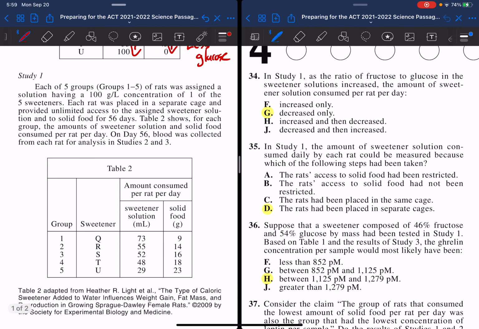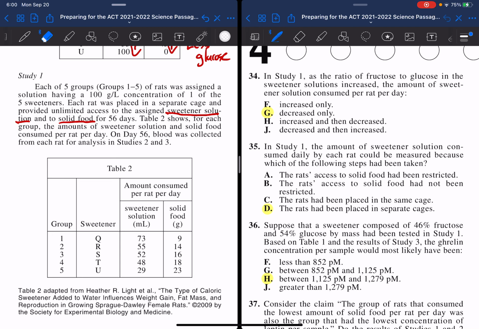So study 1 got groups of rats, and they have a 100 concentration of one of the 5 sweeteners. Each rat was in a separate cage, with unlimited access to the sweetener and to solid food for 56 days. So we've got the sweetener solution, that's a liquid, and solid food. Those are 2 things they're eating. Since we're studying sugar, we're controlling the solution, but the food they eat, they don't say anything about that.